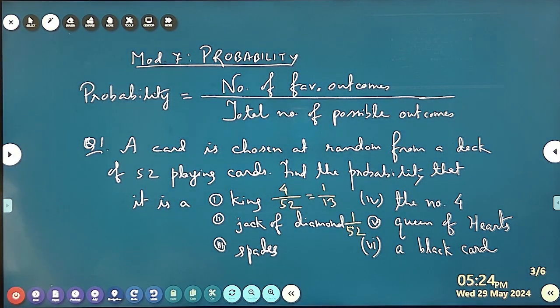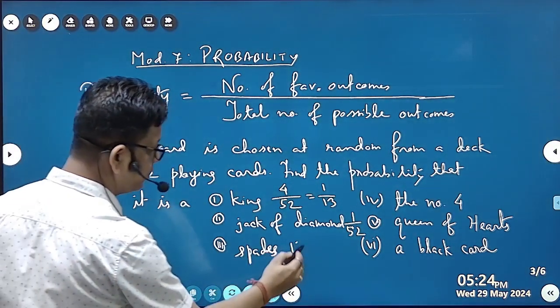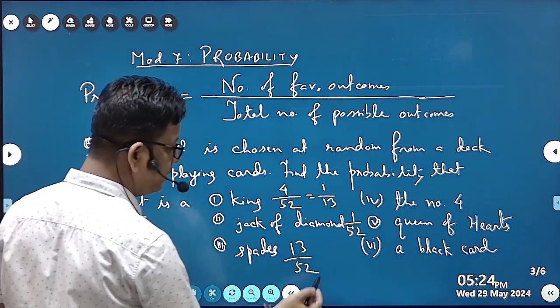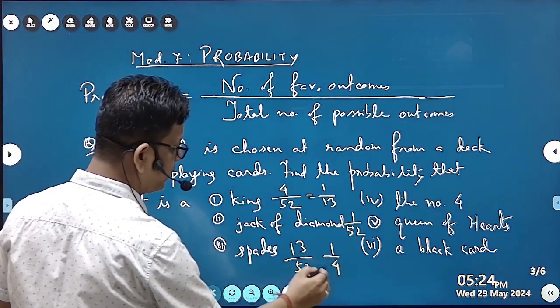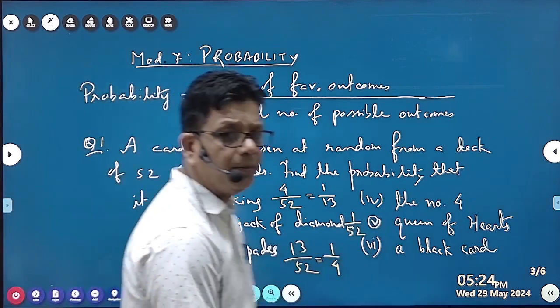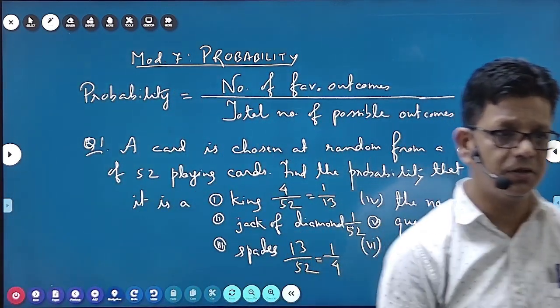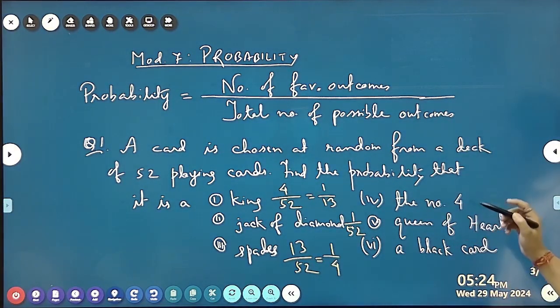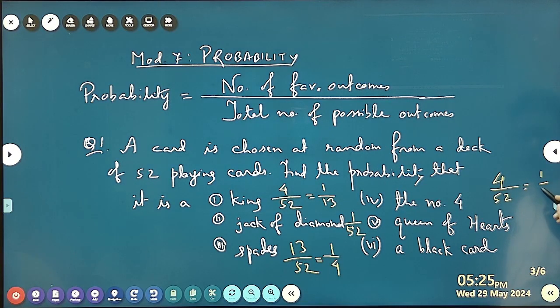Spades, the entire group. How many cards are there? 13. So 13 out of 52. Simplest form you can of course convert, so it will be 1 by 4. Now the number 4, no color said, so all the colors. How many 4s are there? 4: 1, 2, 3, 4. So 4 out of 52. So it will be once again 1 by 13.